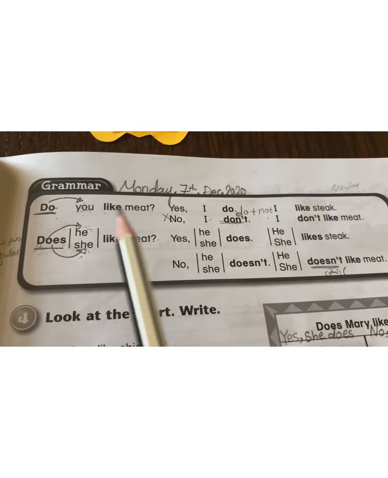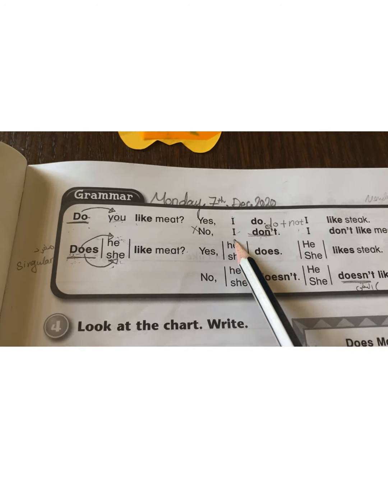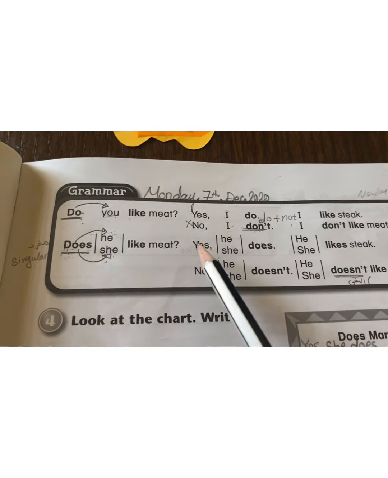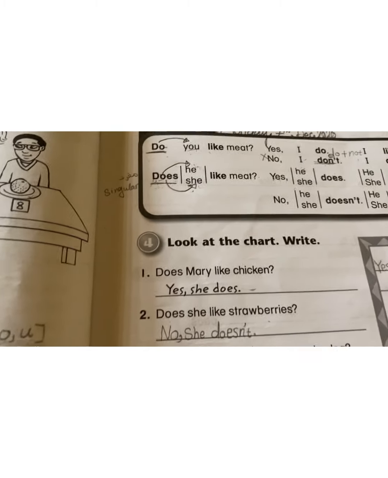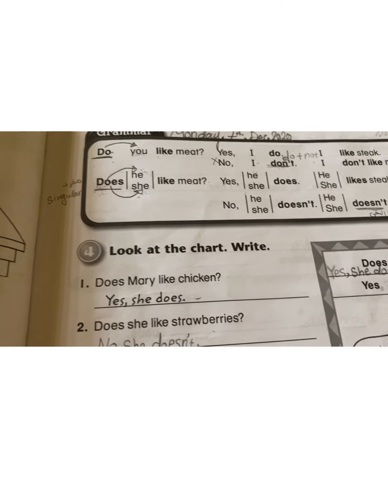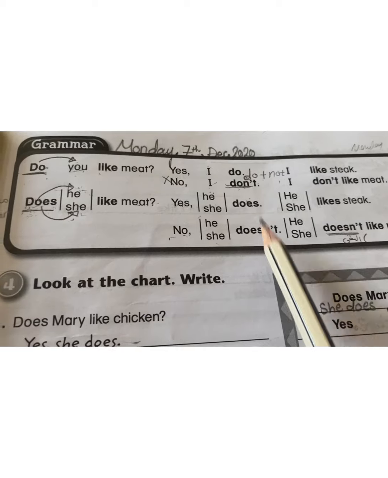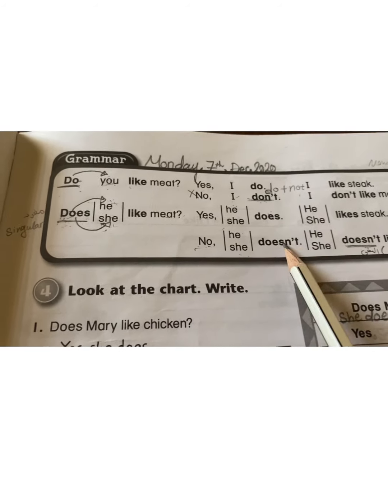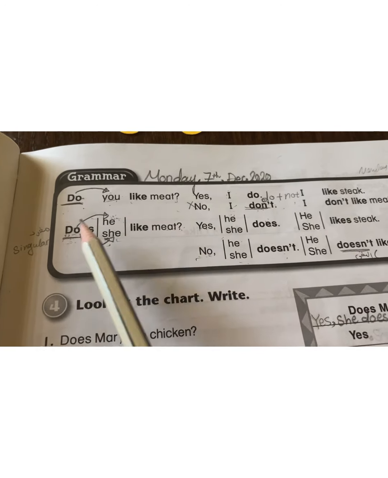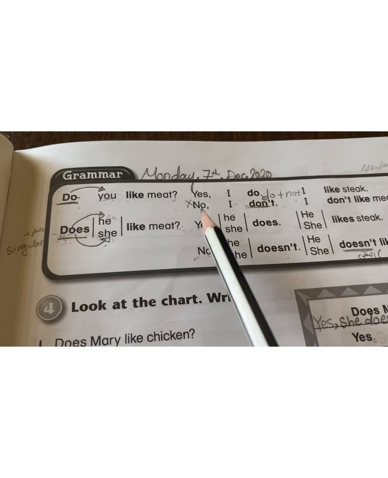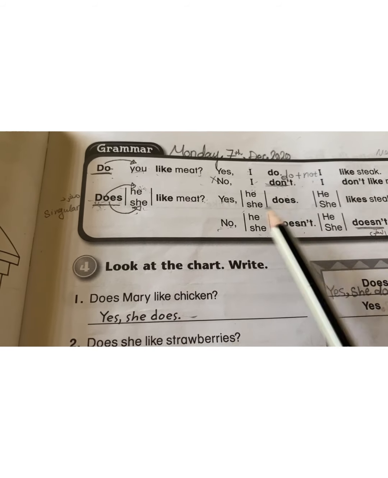Does he like meat? The answer could be, yes, he does. Or yes, she does. But if the answer is no, what do we say? We add not to does. It becomes doesn't. No, he doesn't. No, she doesn't. Again, do you like meat? Yes, I do. No, I don't. Does he like meat? Yes, she does. Yes, he does. Or, no, he doesn't. No, she doesn't.